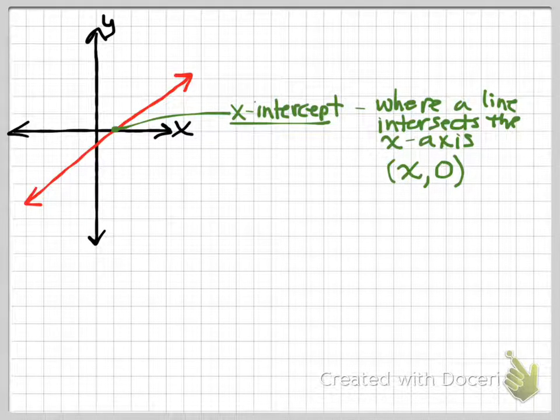Okay, that's going to be true for all x-intercepts. Where they cross, it's not raised from the origin up or down. So the x-intercept's y-coordinate is always 0. Okay, I like always. It's predictable.